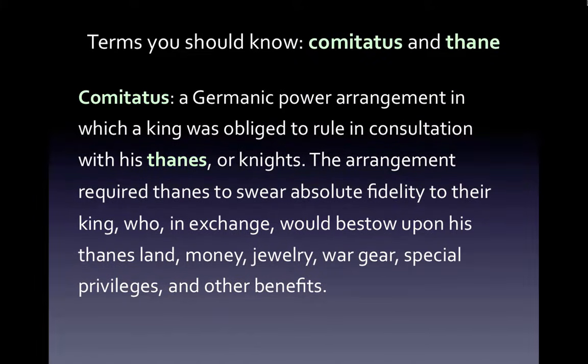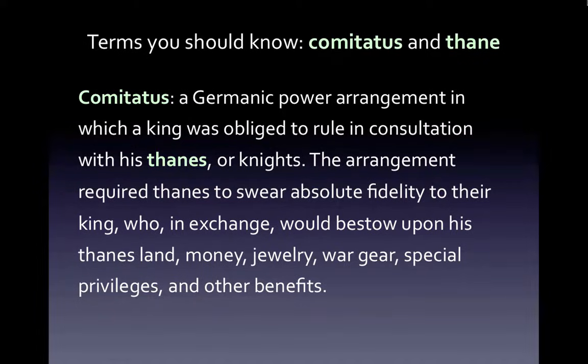Comitatus was a Germanic power arrangement in which a king was obliged to rule in consultation with his thanes. A thane is simply an Anglo-Saxon knight. The arrangement required thanes to swear absolute fidelity to their king, who, in exchange, would bestow upon his thanes land, and money, and jewelry, and war gear, and special privileges, and other benefits.